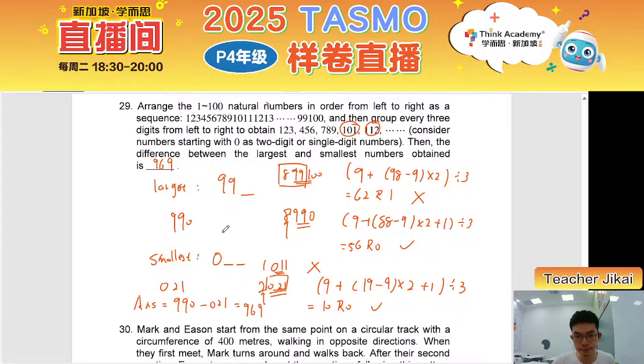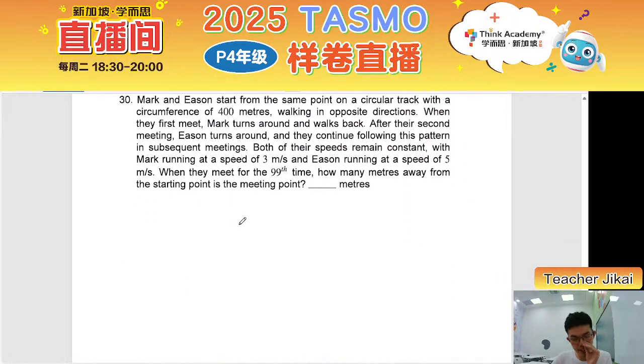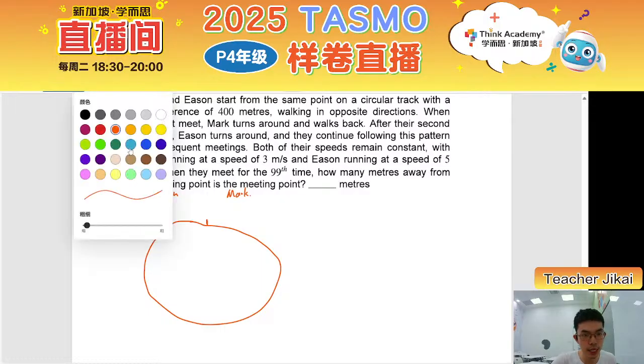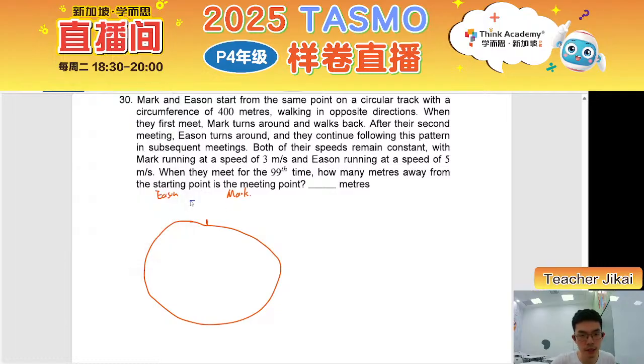Alright. So finally, the last question. We have Mark and Ethan, right? This is a circular runway, and this is the starting point. We have Ethan and we have Mark. First, they will walk in opposite directions. For example, Ethan will walk like this, and Mark will walk like this.